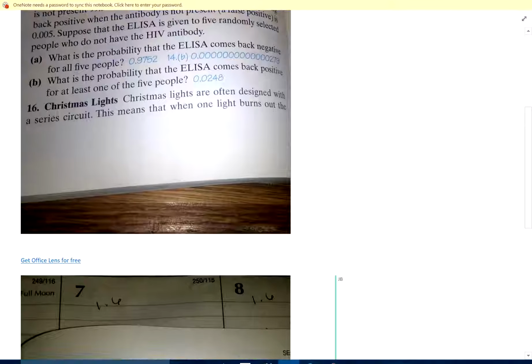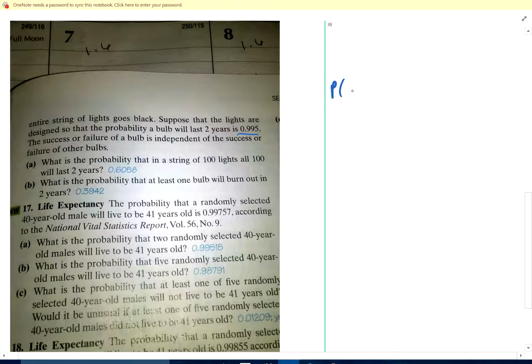All right, let's do number 16 on this one too, since these are a little bit faster. Christmas lights are designed as series circuits. Drives me nuts because when one light burns out, the entire string goes black. The probability that one bulb will last 2 years is 0.995. The success or failure of the bulbs is independent of the others. What's the probability that in a string of 100 lights, all 100 will last 2 years? So one lasts and one lasts and one lasts, 100 times.